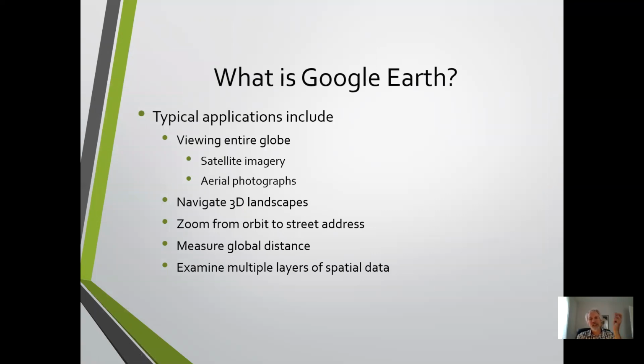Some of the applications that you get into with Google Earth: viewing the entire globe, and it's based on two types of imagery, satellite imagery and aerial photography, so they put those two things together. One of the neat things they do is the 3D navigation. They've got some pretty cool stuff in that. You can do some fly-throughs with it. You can zoom from orbit to street address, or do some type of global measurements. So we're going to see how some of those things work. It's kind of neat because it'll give you, I believe, ellipsoid distance or a straight-shot distance kind of thing. It allows you the ability to examine multiple layers of spatial data.